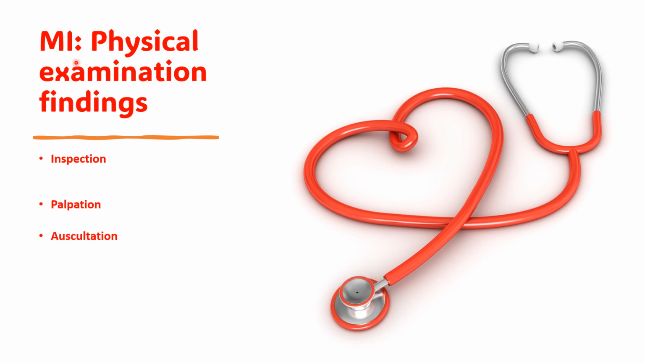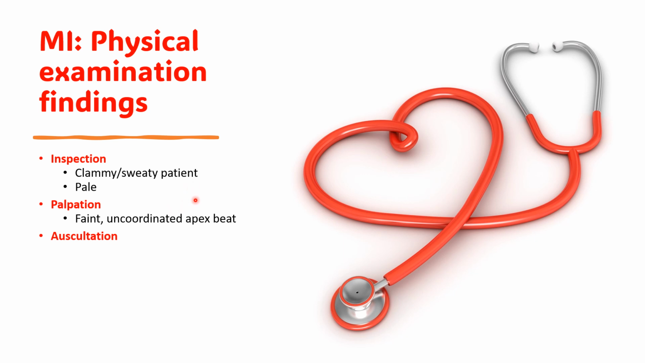So let's talk a little bit about the physical examination findings if a patient's had an MI. So I like to always split it into inspection, palpation, and auscultation. So on inspection, the patient might look clammy, sweaty, or pale. On palpation of the apex beat, it's likely to be faint and uncoordinated, because of that systolic dysfunction due to the necrotic myocardium.